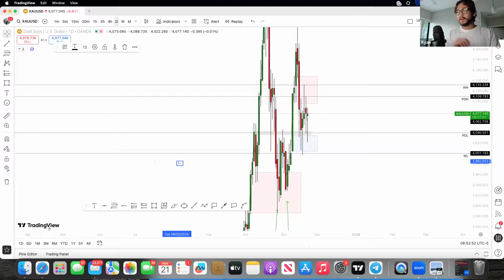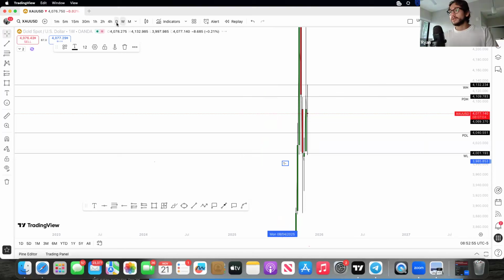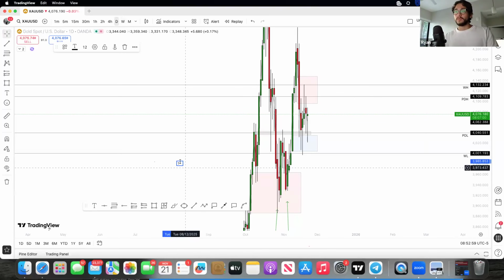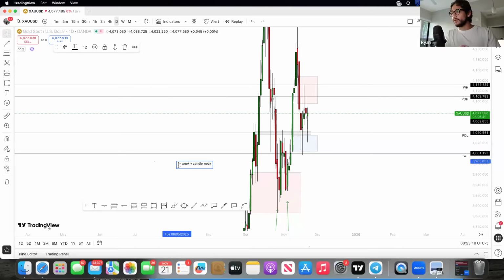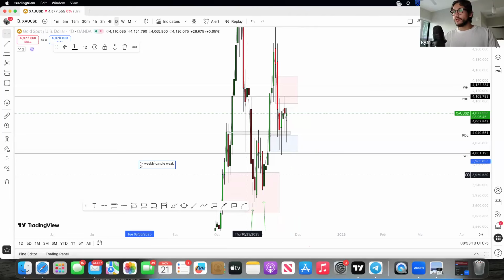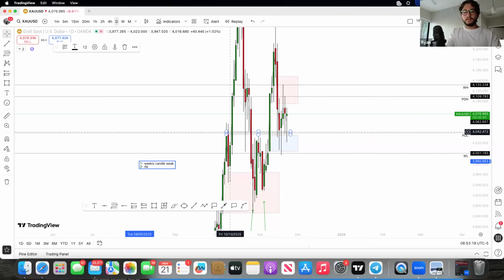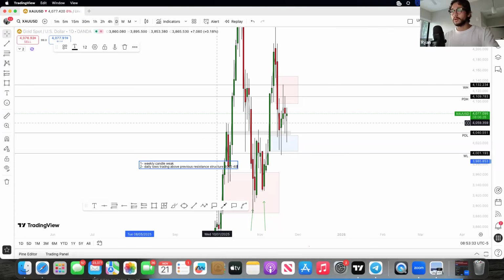One, where we'll say that price action, weekly, we're indecisive. So we're going to put that, weekly candle. We have the second one, which is daily structure, currently trading above daily lows, trading above previous resistance structure. 4-hour zone to 4-hour. We can probably do this to 4-hour. Yeah, just put 4-hour.